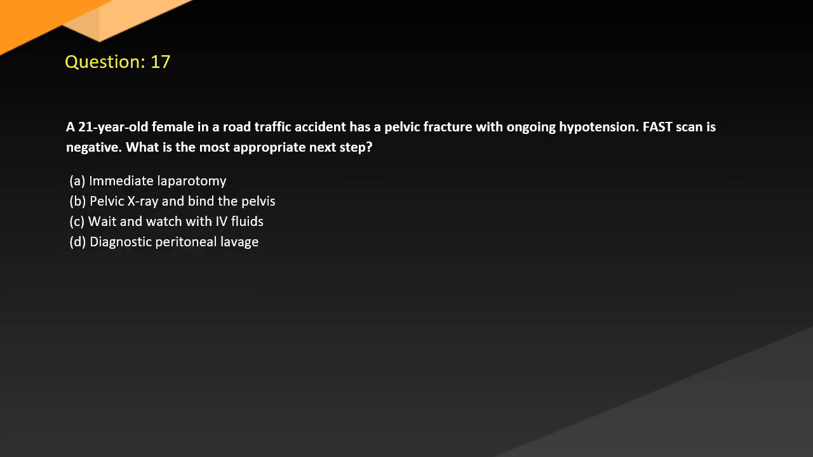Question 17. A 21-year-old female in a road traffic accident has a pelvic fracture with ongoing hypotension. FAST scan is negative. What is the most appropriate next step? A. Immediate laparotomy. B. Pelvic X-ray and bind the pelvis. C. Wait and watch with IV fluids. D. Diagnostic peritoneal lavage.